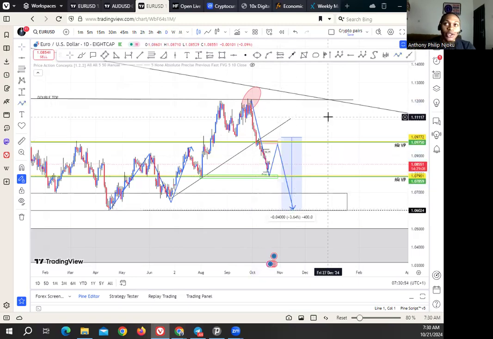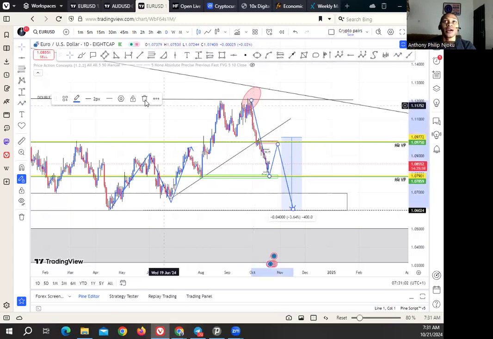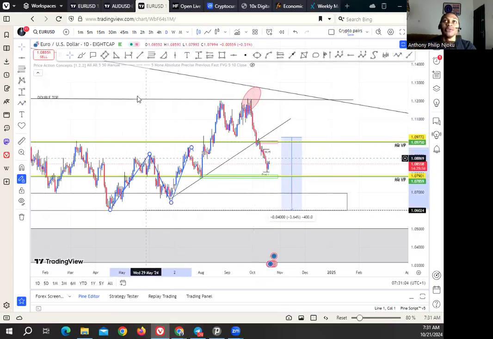So this is the move, okay? A 400 pips move. From this area where I called out the sell, it was a 400 pips move, okay? And for traders, you know what 400 pips is. So let's go down further.